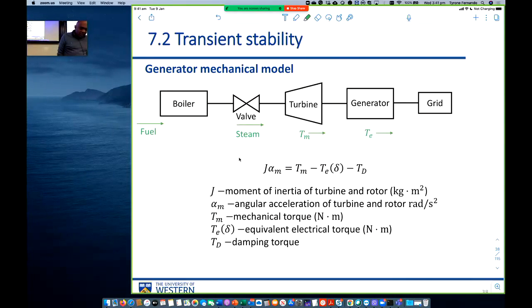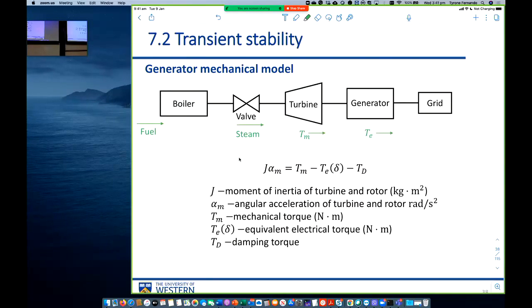So here we have another important equation, which is called the swing equation. Alpha is the angular acceleration of the turbine, which is also the rotor. Right? Because the turbine is connected to the rotor. They're spinning at the same rate.